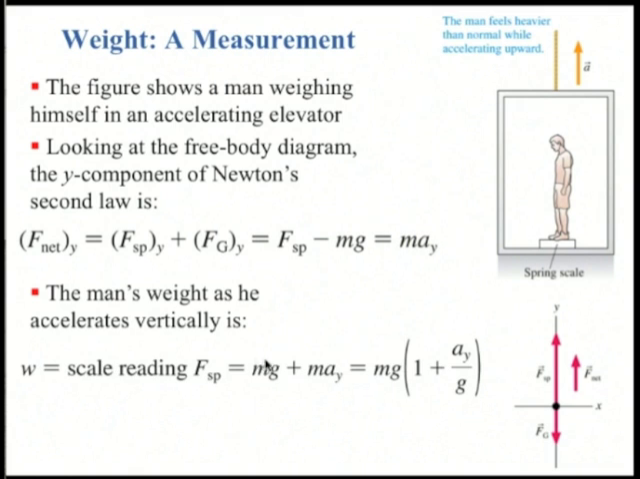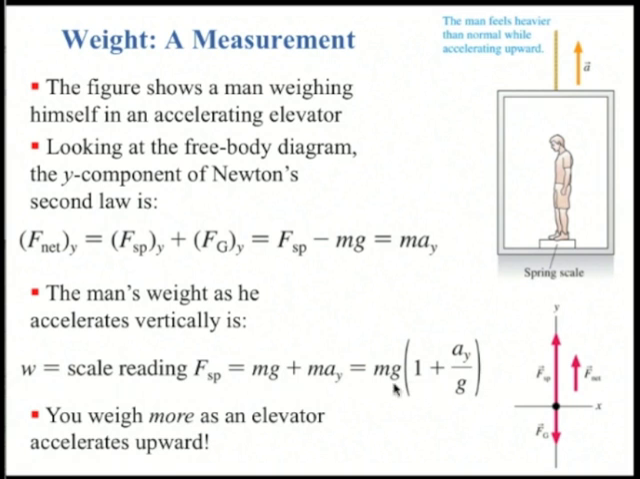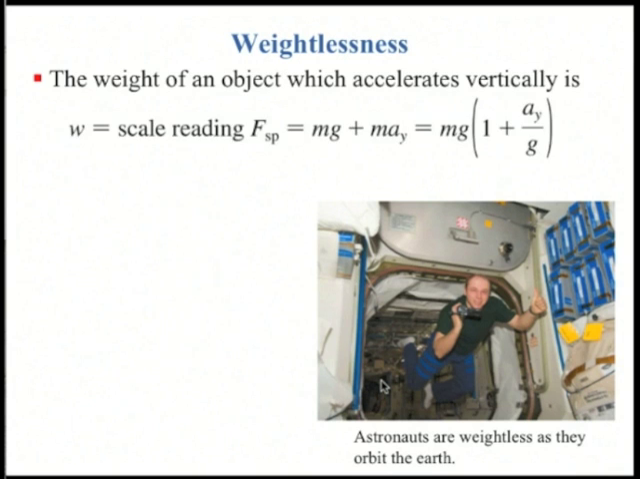As this man accelerates vertically, the reading on the spring scale, W, which is the same as F sub SP, is equal to mg times 1 plus a sub y over g. So you actually weigh a little more as you accelerate upwards in an elevator. Here's that same equation again, mg times 1 plus a sub y over g.